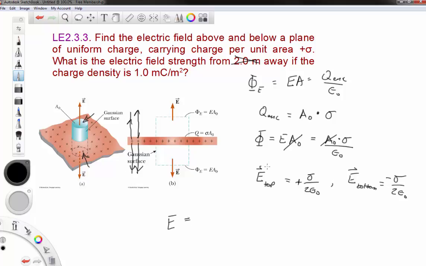So the E field strength, we're 2 meters away, means we are using one of these guys. That's 1 times 10 to the minus 3 coulomb per meter squared, divided by 8.85 times 10 to the minus 12 coulomb squared per Newton meter squared. Okay, so this right here gives us a total electric field strength of about 1.13 times 10 to the 8th newtons per coulomb. So that's what the electric field strength is outside of this sheet of charge.